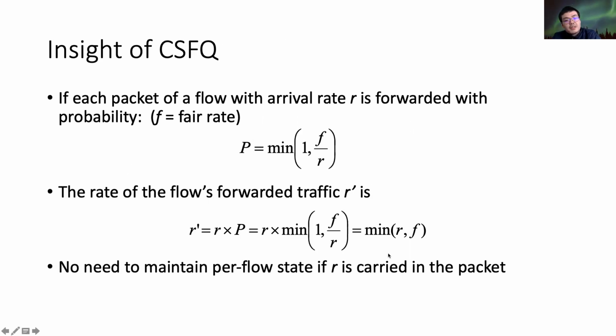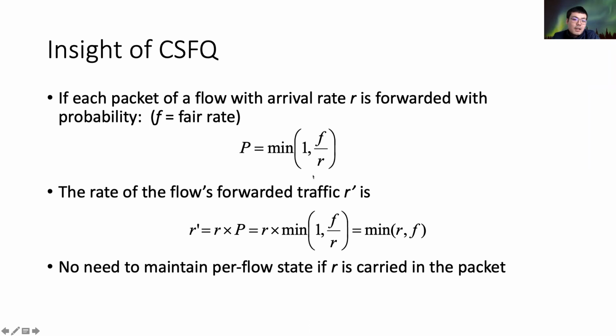But the problem is that in the core router, we don't have the state, so we cannot do this. What we do is just monitor the arrival rate, and our drop probability is computed according to how fast your packets arrive. We don't need to maintain the per-flow state, and we can still approximate the same fairness requirement for fair queuing. So there's no need to maintain per flow state.